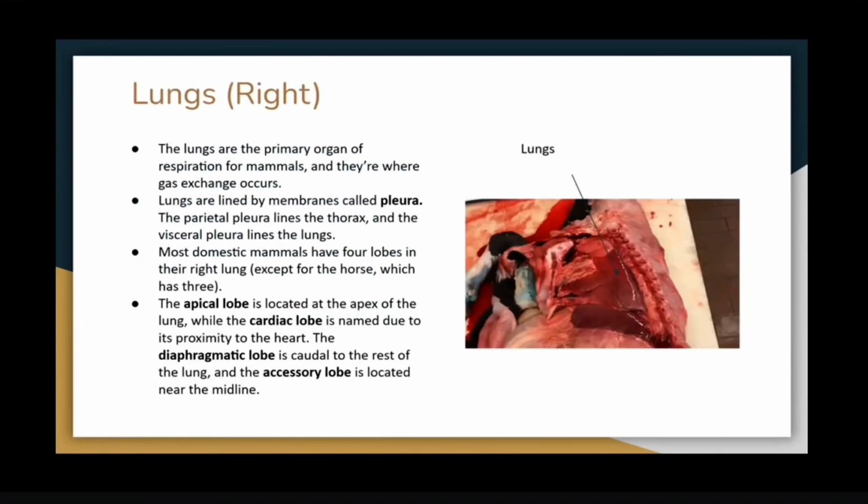The lungs are the primary organ of respiration for mammals, and they're where gas exchange occurs. Lungs are lined by membranes called pleura. The parietal pleura lines the thorax, and the visceral pleura lines the lungs. Most domestic mammals have 4 lobes in their right lung, except for the horse, which has 3.